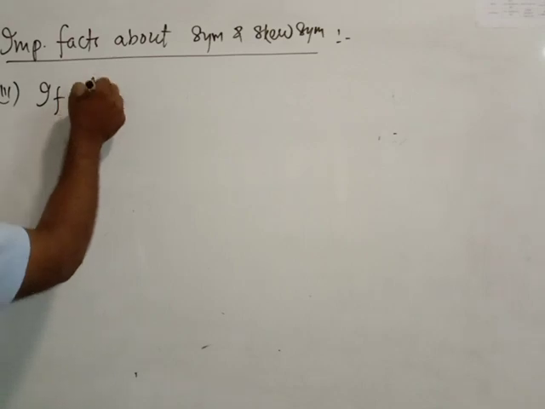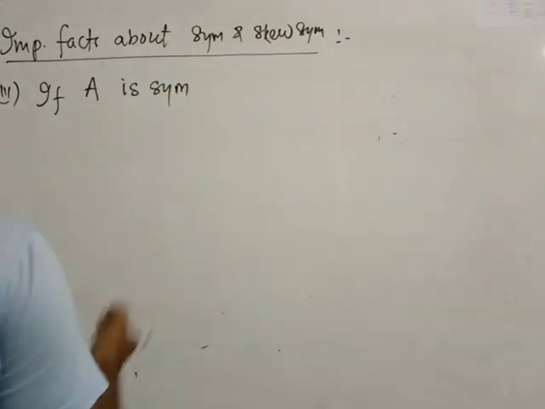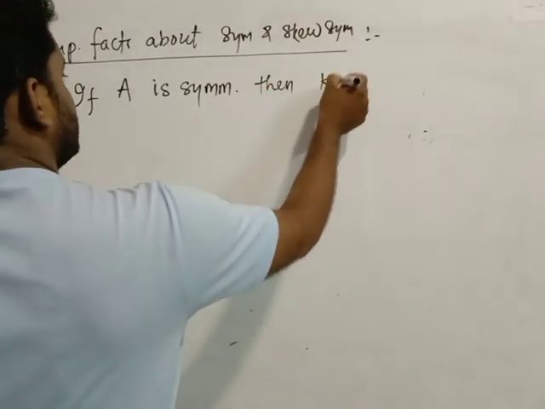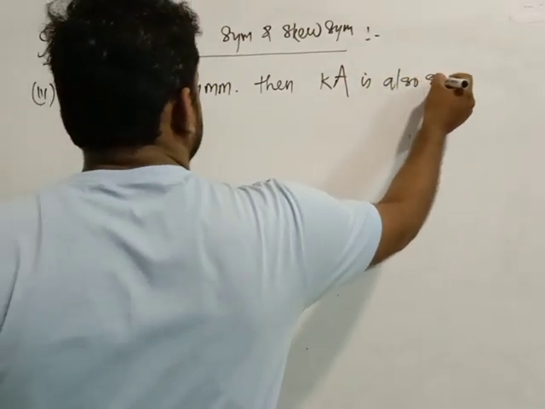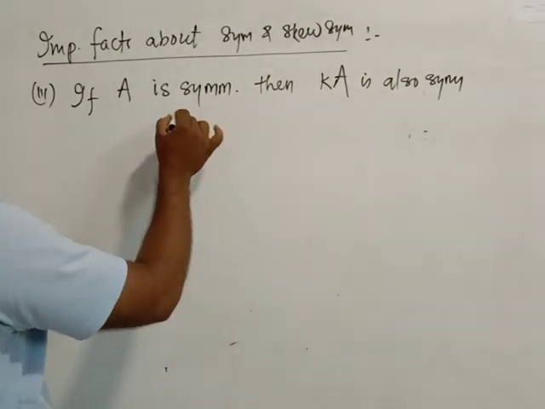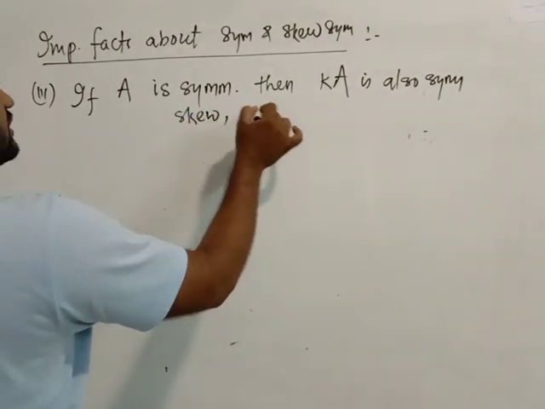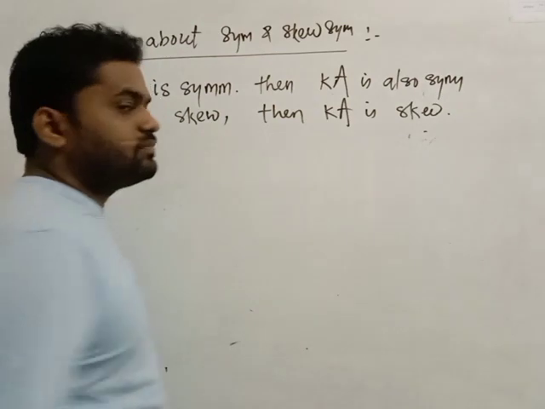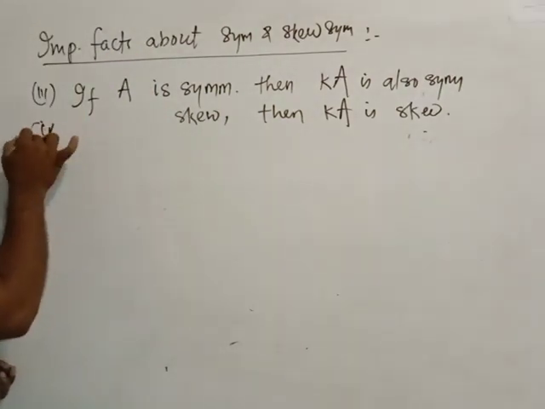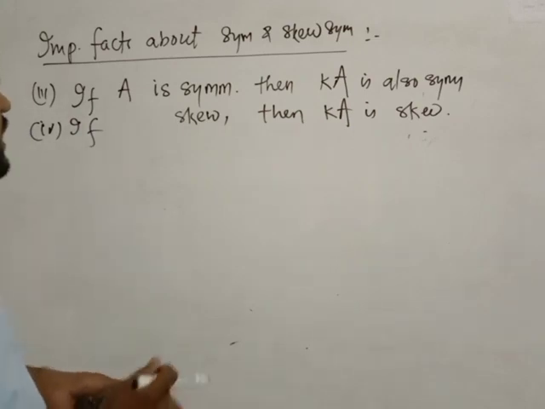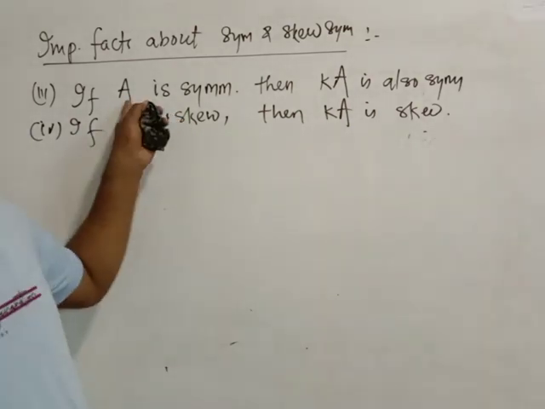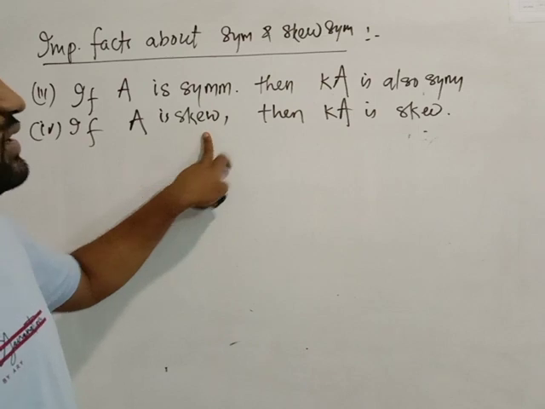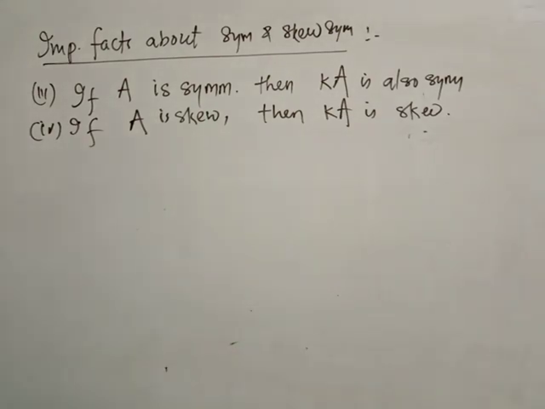If A is a symmetric matrix, then a constant times A is also symmetric. If A is skew symmetric, then a constant times A is also skew symmetric. Next, the fourth one: if A is symmetric, then a constant times A is also symmetric; if A is skew symmetric, then a constant times A is also skew symmetric.